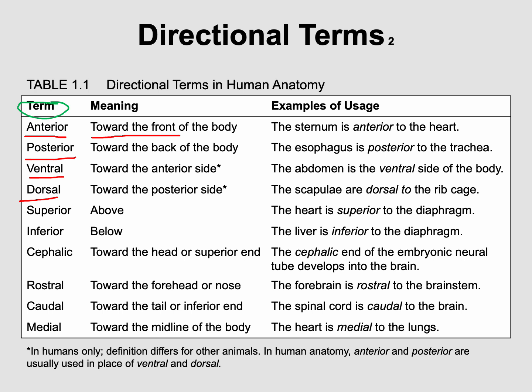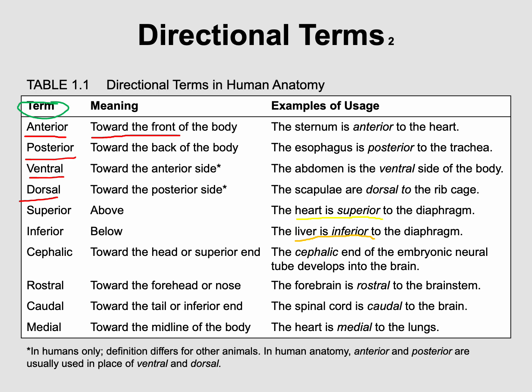Next we've got the superior and inferior. So superior means above, and inferior means below. An example of that can be found right here. The heart is superior to the diaphragm, so the heart is above the diaphragm, while the liver is inferior to the diaphragm, so the liver is below the diaphragm.